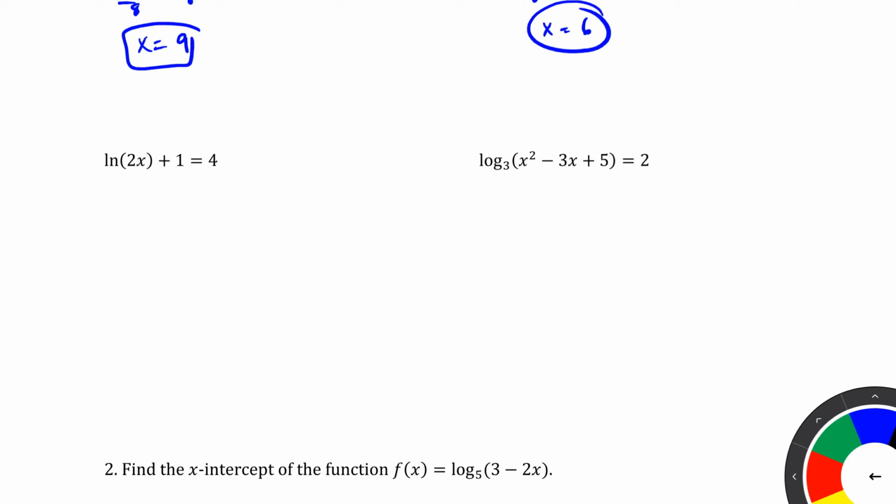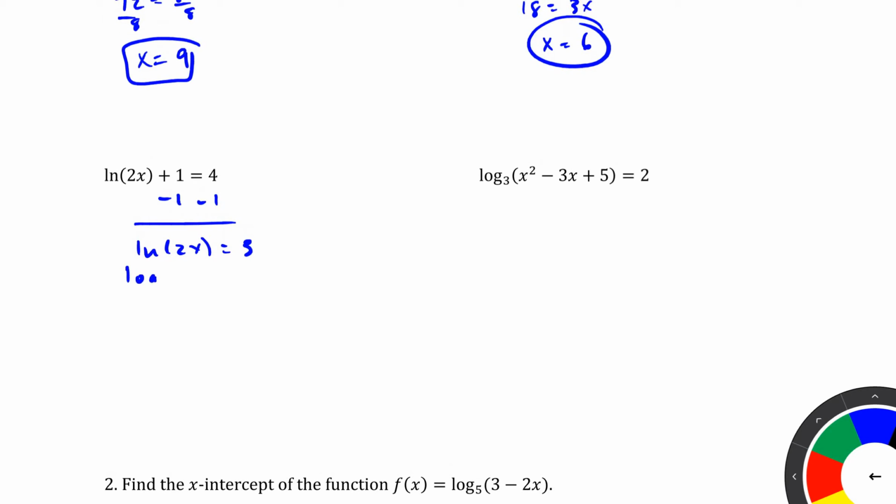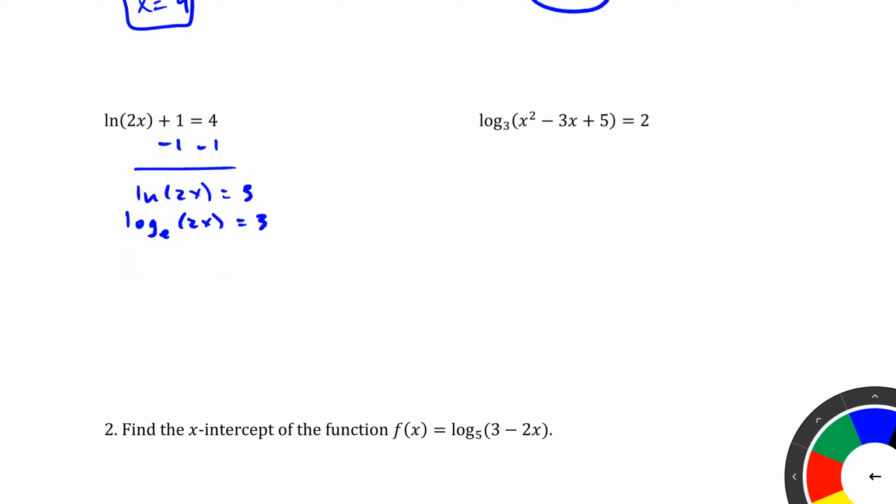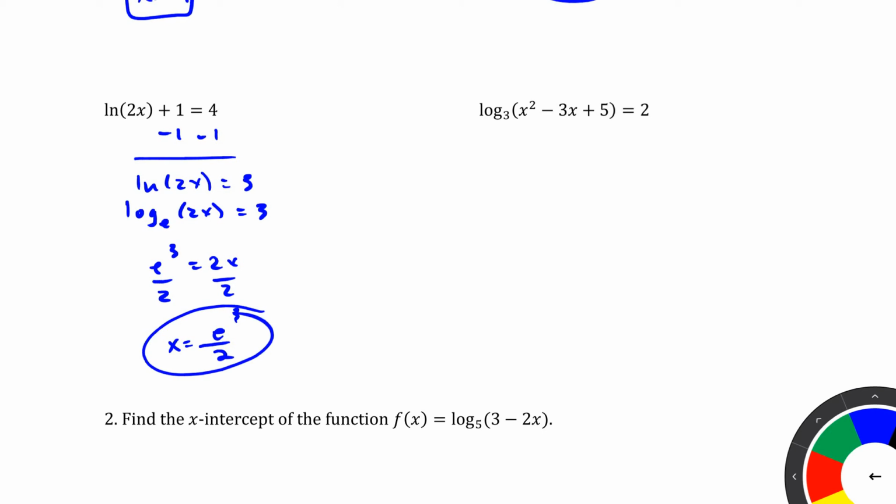For the next one, the first thing we have to do is get the logarithm by itself, so I would subtract 1. And then I would change this to a log base e. Natural logs are really log base e. You don't actually have to show this step if you could do it with mental math. So this becomes e to the 3rd power equals 2x, divide by 2. So I have x equals e to the 3rd power over 2. That would be the exact answer. If we wanted the approximate answer, we would type that in a calculator and you get 10.02.